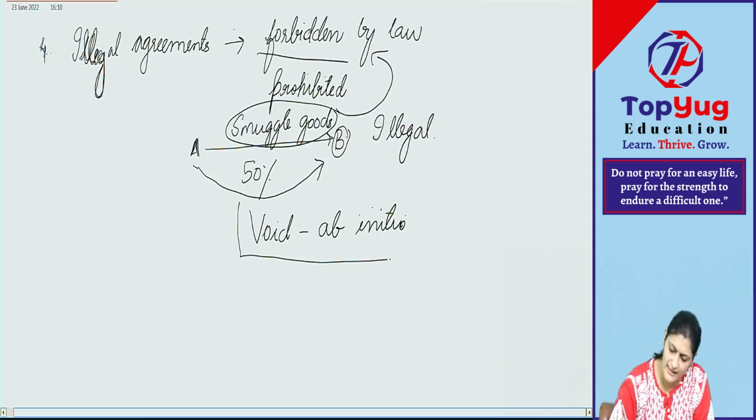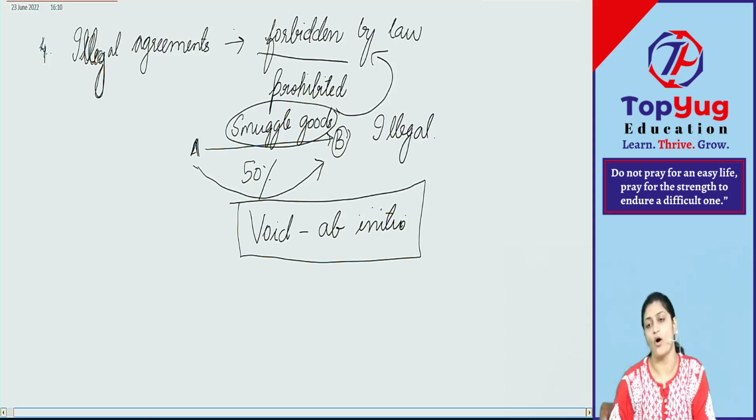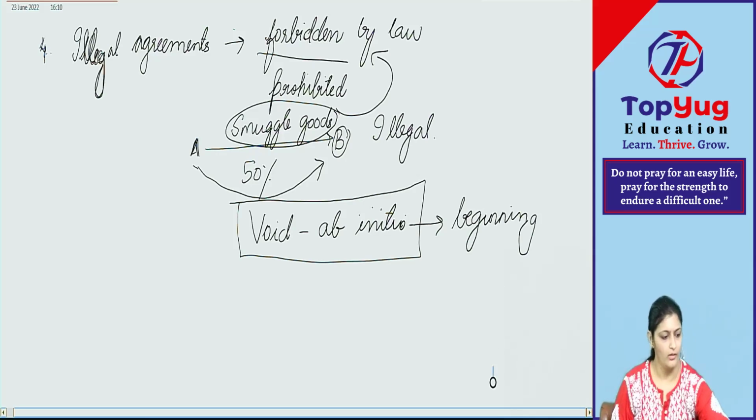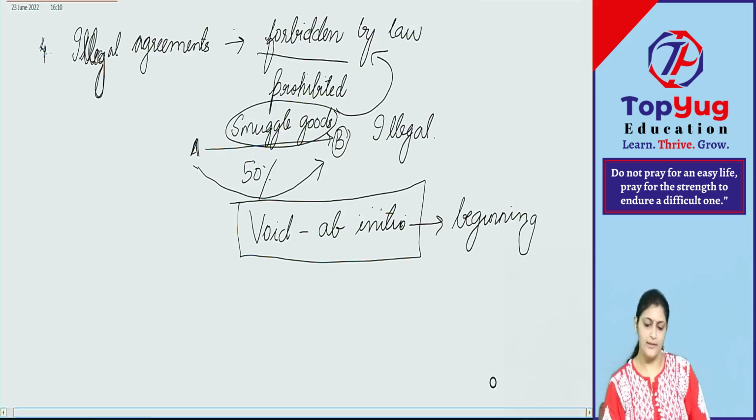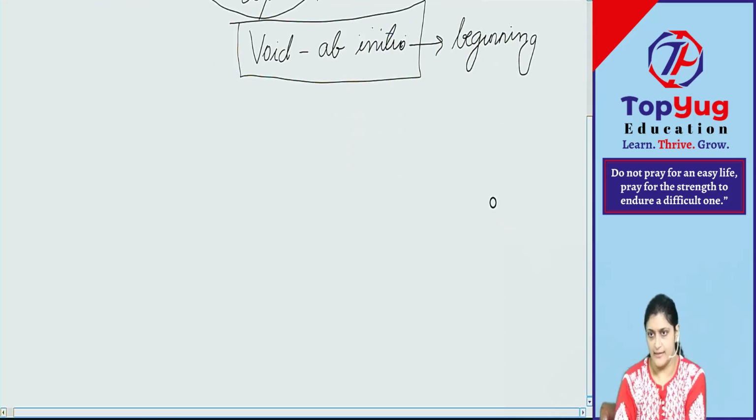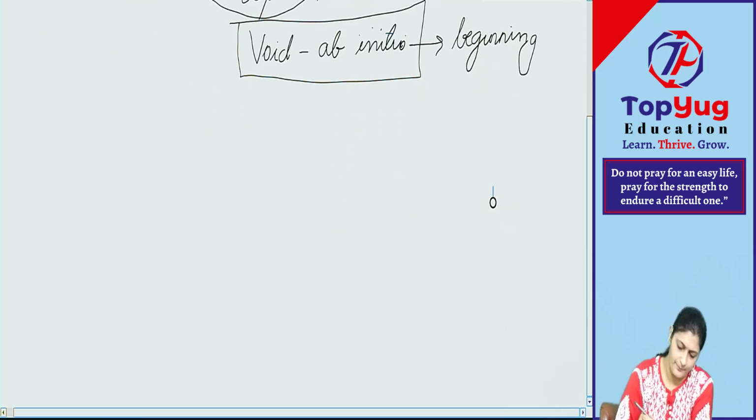So always illegal agreements are considered to be void ab initio. Void from the very beginning itself. From the very beginning it is void. Understood with this? Yes or no? Now I'll explain you one more topic under this. Understand carefully.